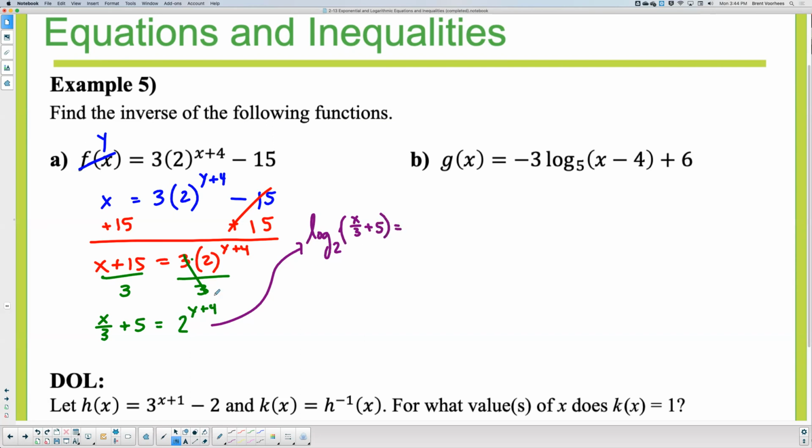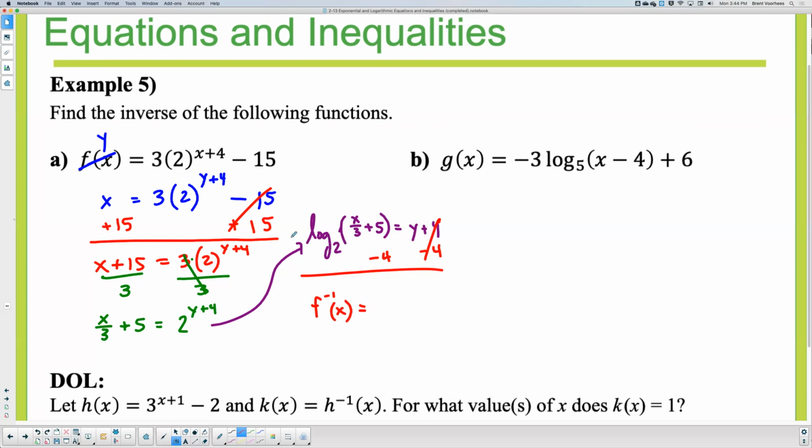And that's equal to y plus 4, which brings me to my final step here. My final step to isolate this logarithm, or excuse me, to get y by itself, is to subtract 4. Now, this subtraction of 4 will be outside the logarithm, because it is outside of the logarithm. So now that I have y by itself, I'm going to use the traditional f negative 1 to symbolize that this is an inverse function.